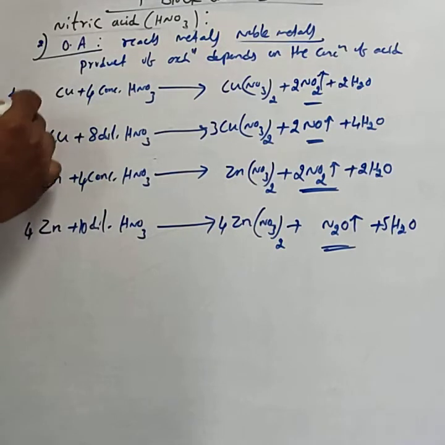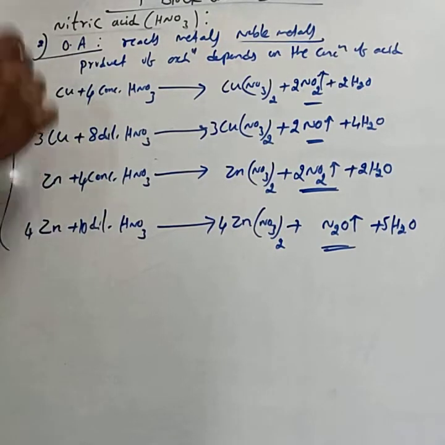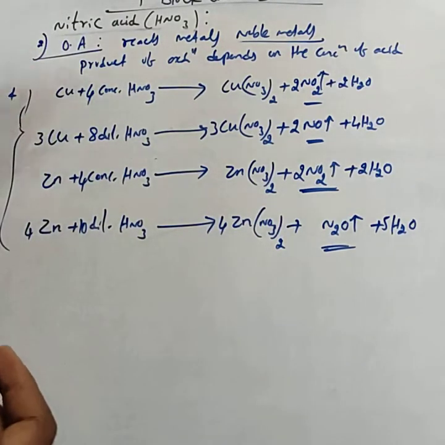This is the reaction with the metals. In our syllabus, they are mentioned with copper and zinc. With copper, one is concentrated HNO3, another is dilute HNO3. With concentrated HNO3, cupric nitrate and nitrogen dioxide. With dilute HNO3, nitric oxide. Similarly, zinc with concentrated HNO3, nitrogen dioxide. Zinc with dilute HNO3, nitrous oxide.